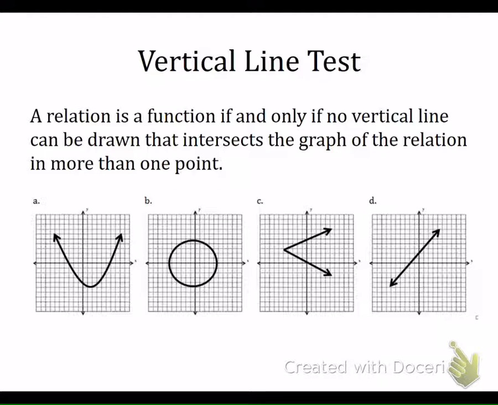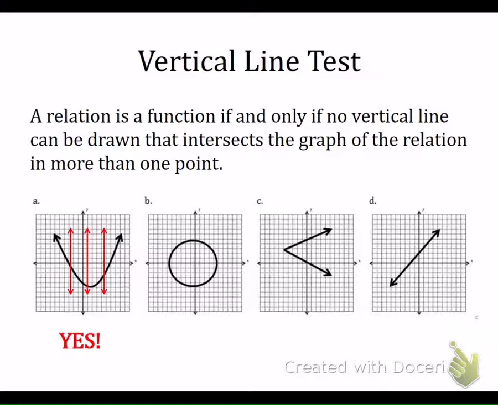If you take your pencil, I'll show you with my pen. If you slide it along part A, do you see how the graph is only going through my pencil once? So this passes the vertical line test. So you would put, yes, it is a function.